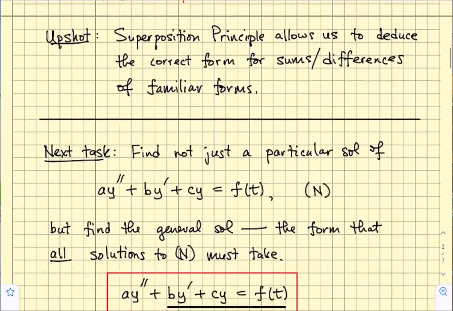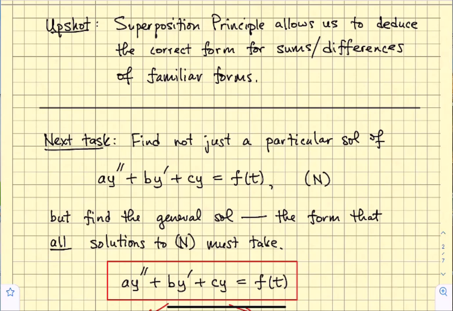So the upshot here is that the superposition principle allows us to deduce the correct form for sums and differences of familiar forcing functions or familiar forms. So it does expand our repertoire.